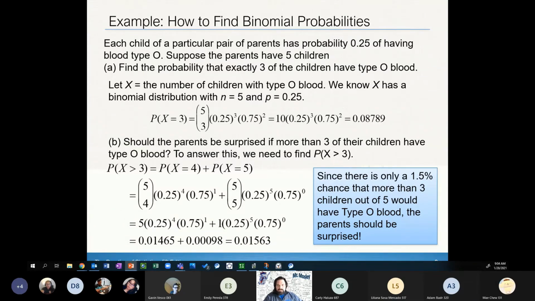Any questions on these two examples? I do. Yes. How did you get 10 next to the probability of X equals 3? This one right here? Yeah. That is what 5 choose 3 is equal to.